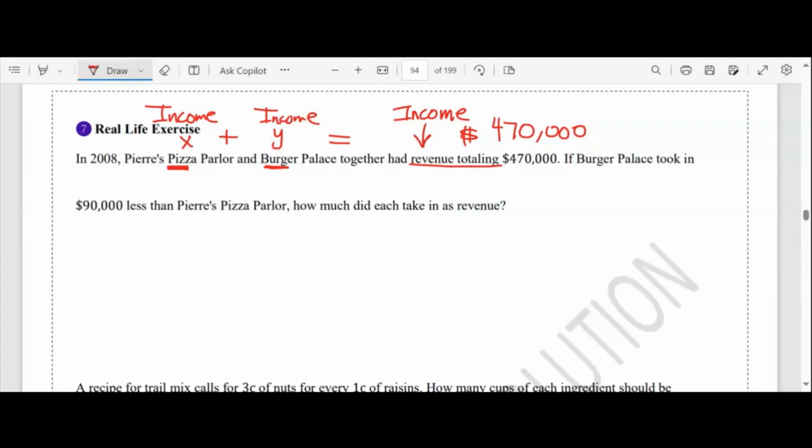Okay, now let's read the second part. If Burger Palace took in $90,000 less than Pierce Pizza Parlor, how much did each of them take in as revenue? So he said the Burger Palace took 90,000 less than. Less than means what? Minus. So the burger we said what? Y. Y is how much less than?